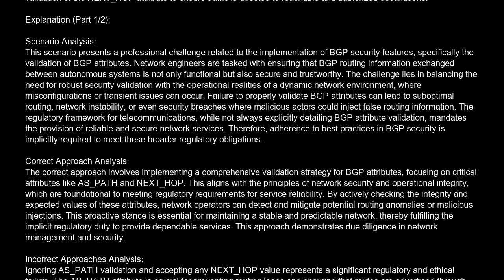Incorrect approaches analysis. Ignoring AS path validation and accepting any next hop value represents a significant regulatory and ethical failure. The AS path attribute is crucial for preventing routing loops and ensuring that routes are advertised through legitimate sequences of autonomous systems. Failing to validate it opens the network to routing loops and denial of service attacks.